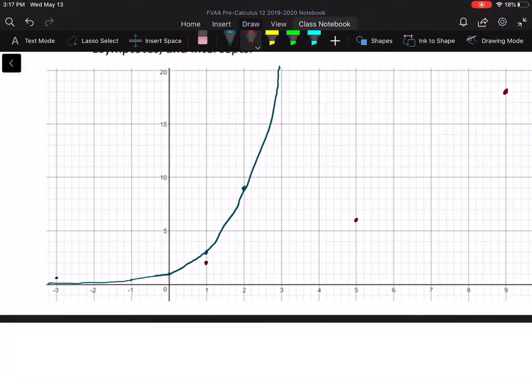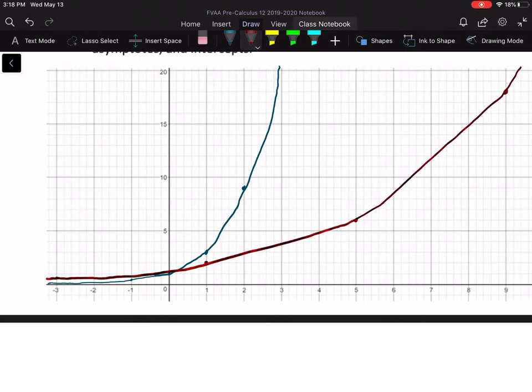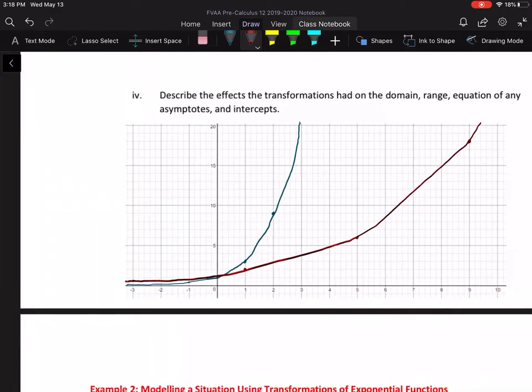So we have kind of a new line there, and a much more gradual line upwards. In a way, we've flattened the curve.